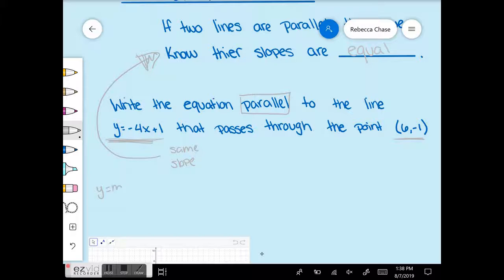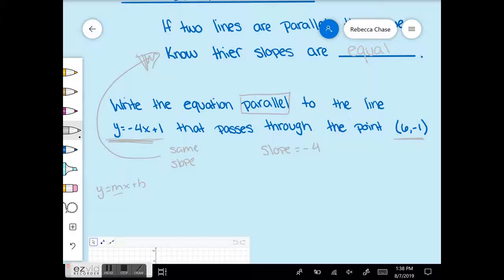So I'm going to look at this equation, and if we remember y equals mx plus b form, all right, that's a line, right? We know that the m is our slope. So the slope of this line is negative 4, and if they're going to be equal, we know the slope of our line has to be negative 4 as well. All right, just based off the fact that it says parallel. If it wouldn't have told us that they were parallel, we wouldn't be able to do anything here.